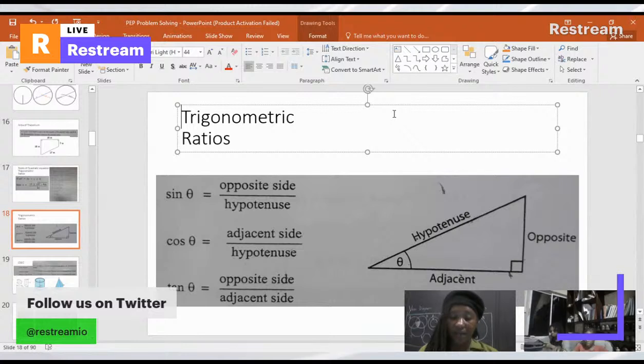Now there is an abbreviation that we use, SOHCAHTOA. Sine opposite over hypotenuse, cosine adjacent over hypotenuse, tangent opposite over adjacent. So you can use that to remind you.